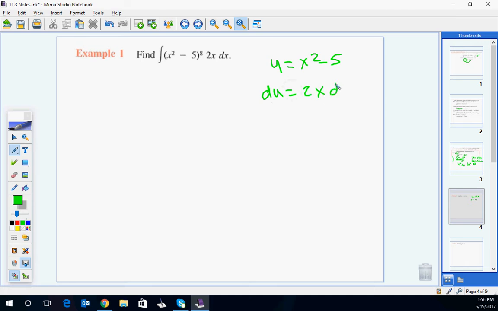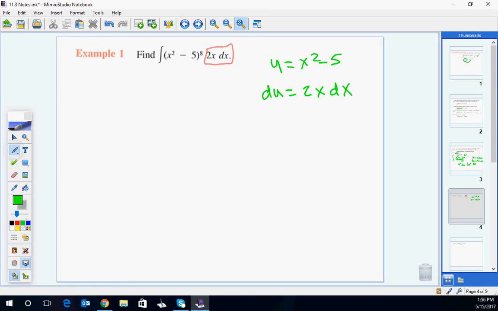is 2x dx. Now this is important, so pay attention to this part, and we'll go over stuff that's a little bit harder in a little bit. Notice that my du is already here. Du is 2x dx, right? So what that means is that I'm good. This is an easy one.